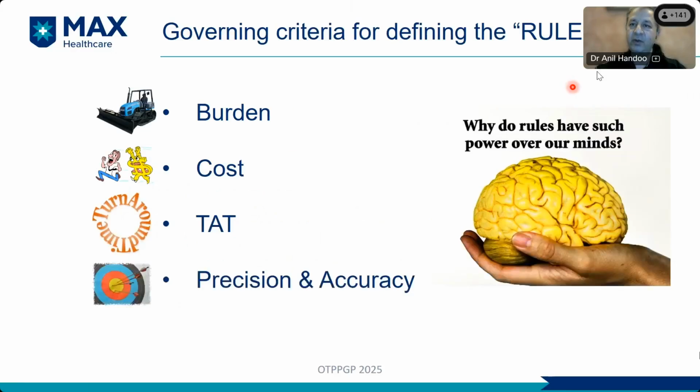So remember, when we are identifying the rules, we need to keep in mind that there are certain criteria which have to be defined. We can't just have rules in our minds. We have to understand what is the burden, what will be the cost, not only in terms of making more slides or staining more slides, but also the cost in terms of manpower that will be required for looking at those slides and releasing the reports accordingly. You need to keep in mind the turnaround time and also ensure that there is precision and accuracy of ensuring what we are expected to do. So all these points are important.